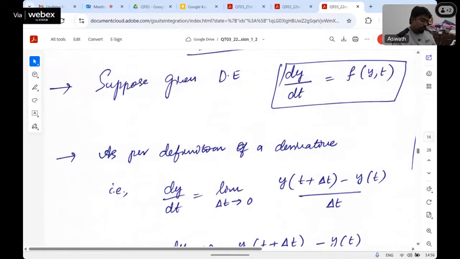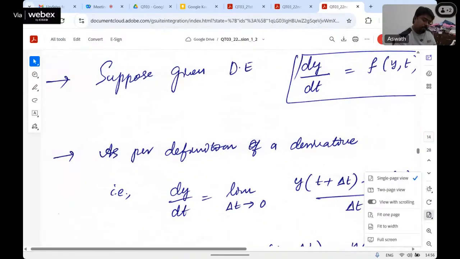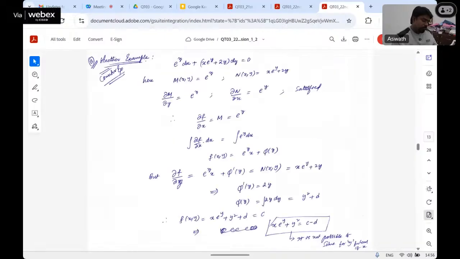Now let's go to the numerical integration part. Okay, so numerical integration.